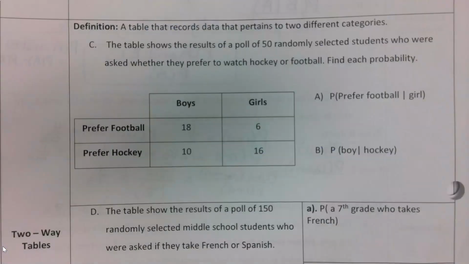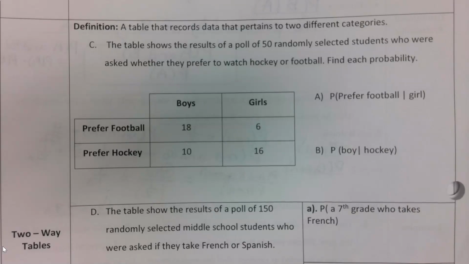Okay, so the next thing we're going to talk about is this table. It's called a two-way table. It's a table that records the data that has two different categories. So the table shows me the results of a poll of 50 randomly selected students who were asked whether they prefer to watch hockey or football.